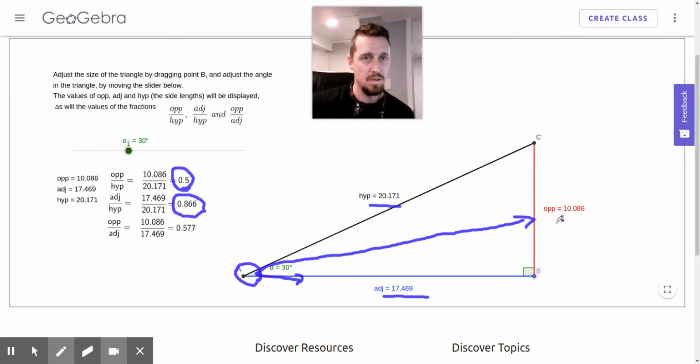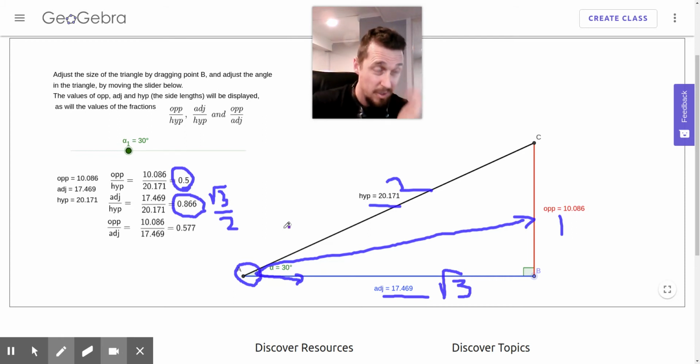0.866, which is, this is a 30, 60, 90 triangle, so it's 1, 2, square root of 3. So when we're talking about this 0.866, it's really the adjacent, root 3 over 2. If you put root 3 over 2 in your calculator, you'll get close to this.